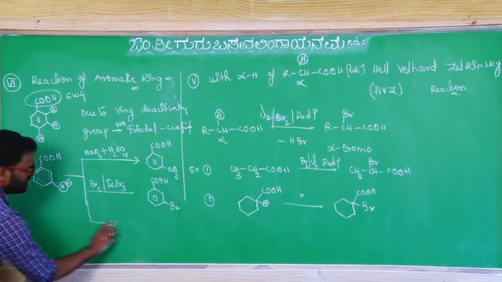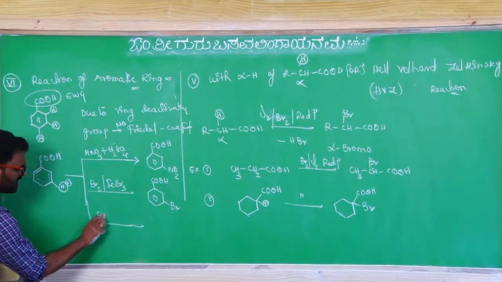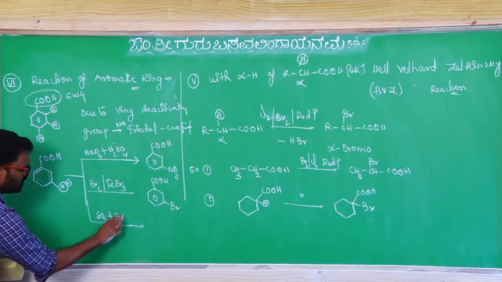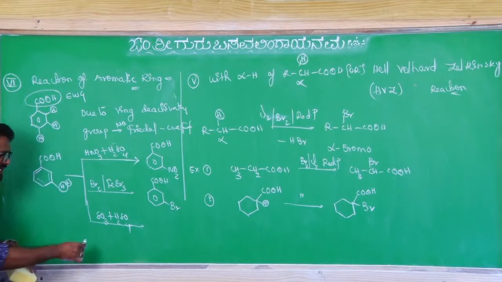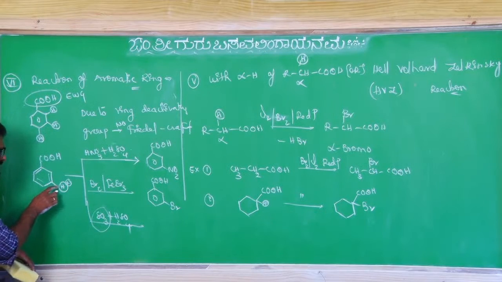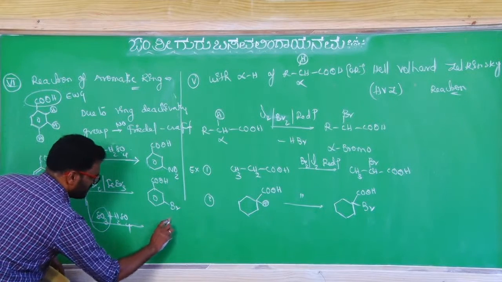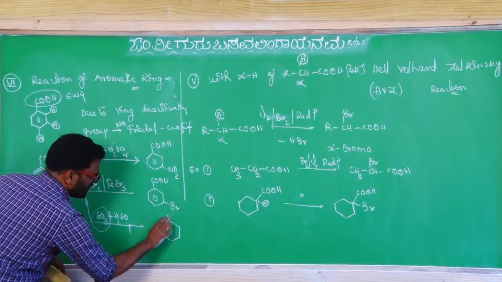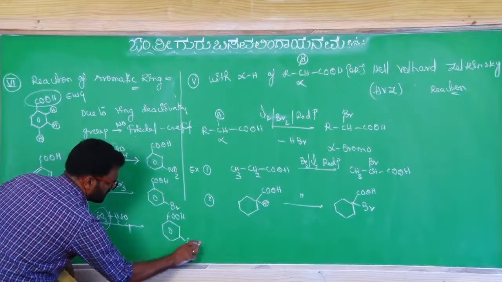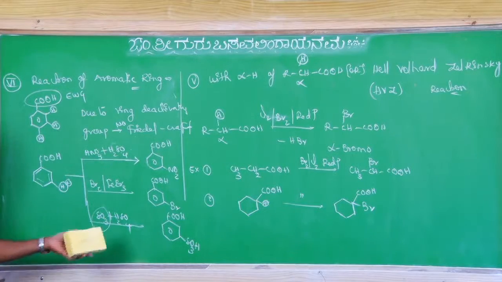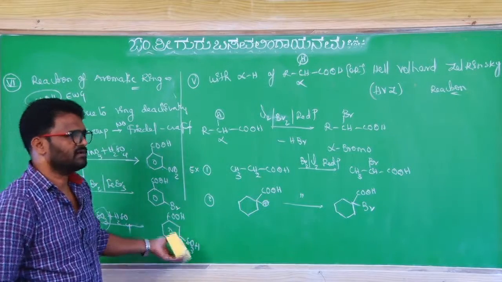So next, if you want to do sulfonation, then what do you have to take? You have to take oleum. Oleum is a mixture of SO3 and H2SO4. Here who is the electrophile? This one is the electrophile. So this electrophile will attach at the meta position. The resultant, what will you get? You will get the meta sulfonyl group, the meta substituted sulfonyl product.